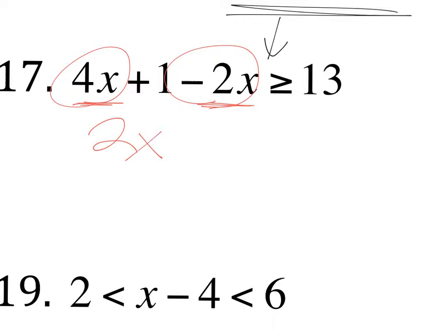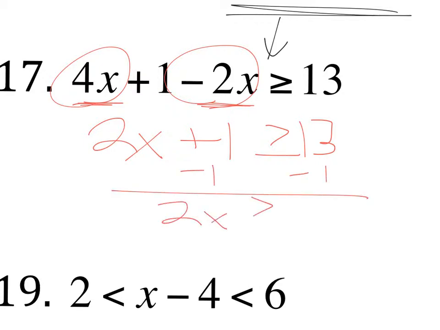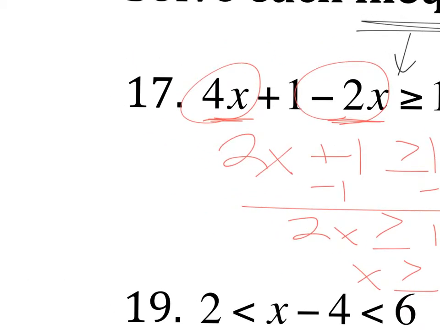End up with 2x plus 1 greater than or equal to 13. Subtract 1, do the thing, 2x is greater than or equal to 12, so x is greater than or equal to 6. Now here's what a graph is going to look like. Just like on a number line.